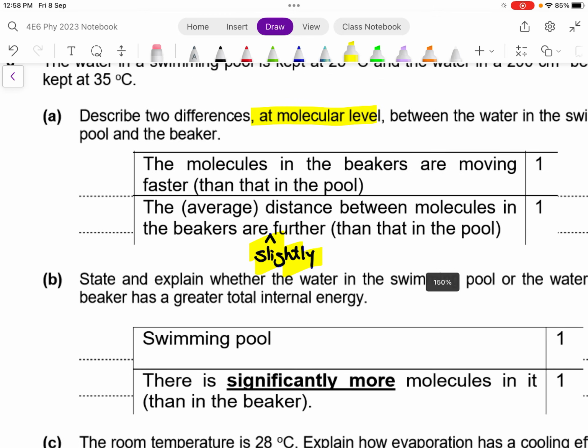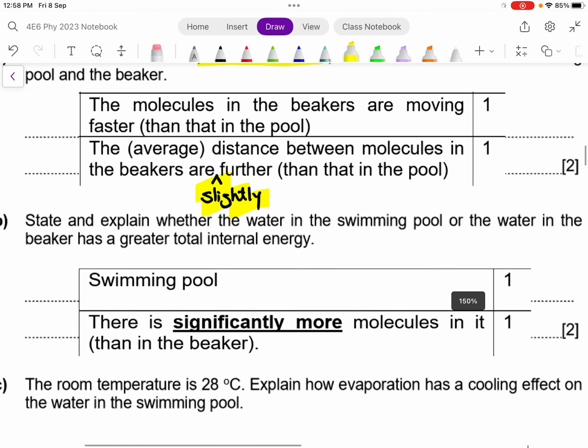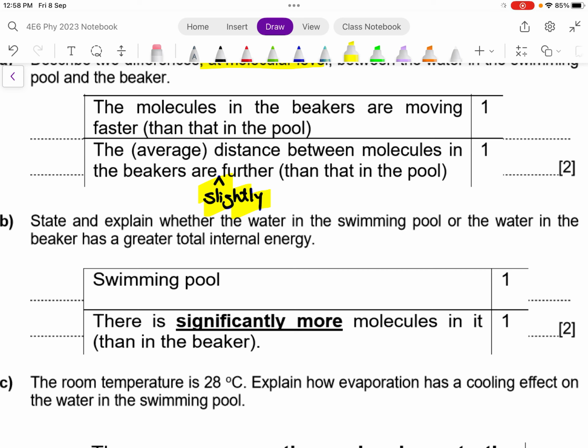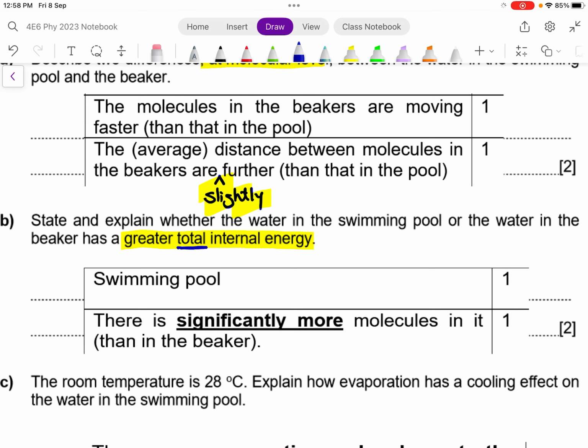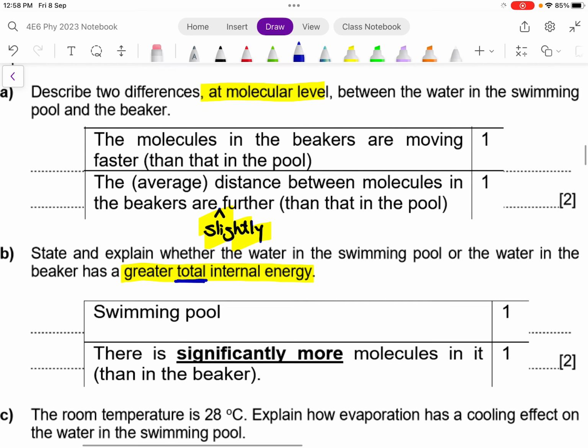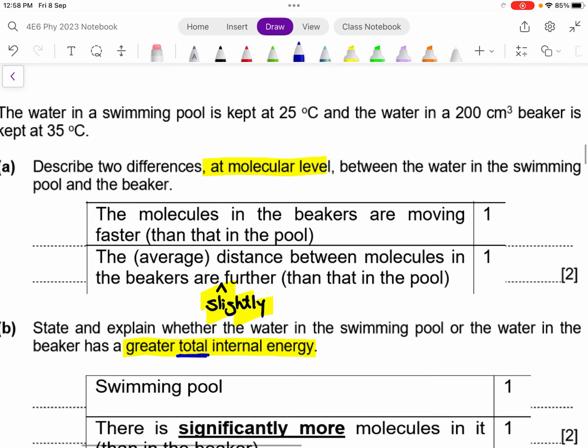Yeah. Okay, for part B, this is the one where we feel most disappointed as teachers because it is a question that is lifted out. So now I will show you side by side how similar they are. So in this question, they are asking you which water has greater total internal energy. I just want to emphasize on this total, right? And I just want to emphasize on the context.